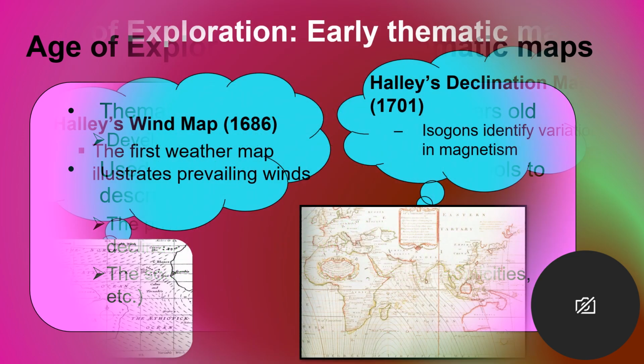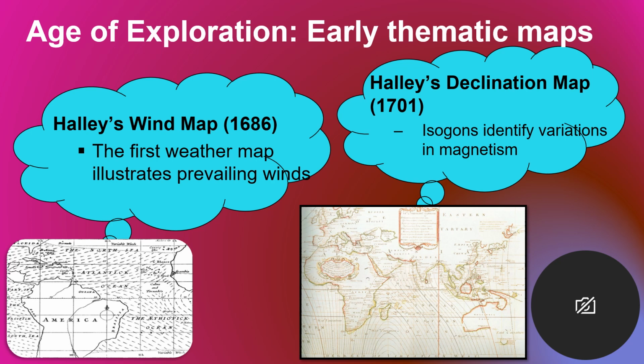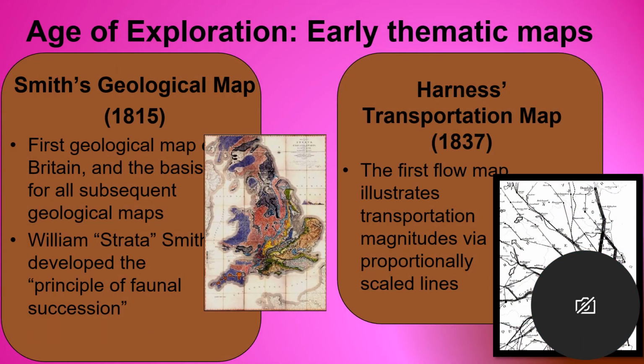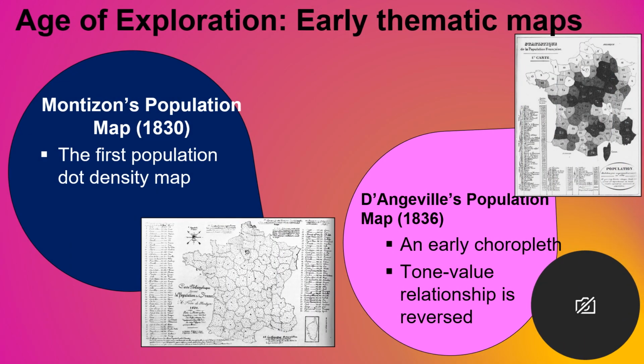Next, in the thematic maps, we have Halley's wind map, the first weather map, and Halley's declination map, the first isogones showing variations in magnetism. These are the maps. Here, among the early thematic maps, we have Smith's geological map and Harness's transportation map. Then we have Montizon's population map and D'Angeville's population map, an early choropleth map. The tone value relationship is reversed in these thematic maps.